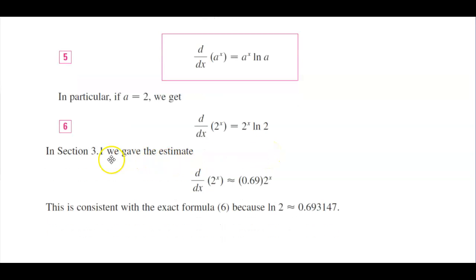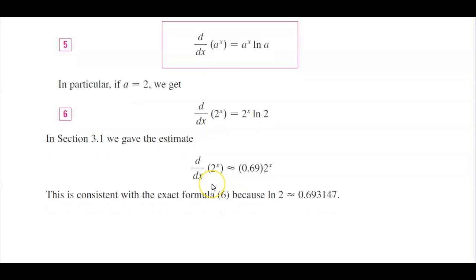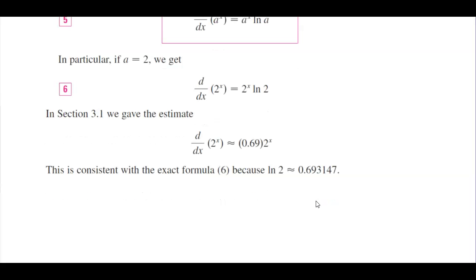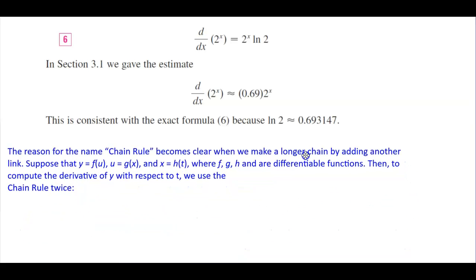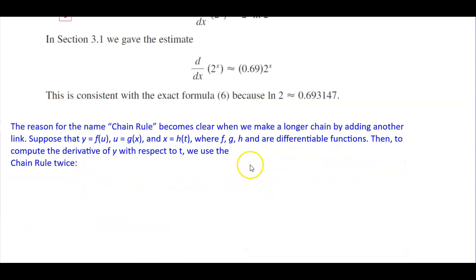In section 3.1, we gave the estimate from our example that the derivative was around 0.69 times 2 to the x. So this is consistent with the exact formula 6, because the natural log of 2 is approximately 0.693147.